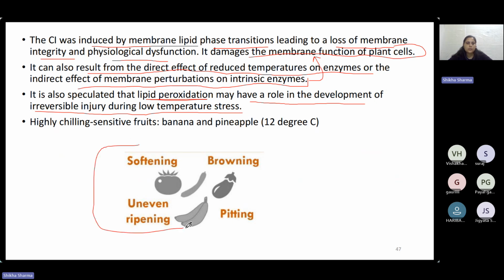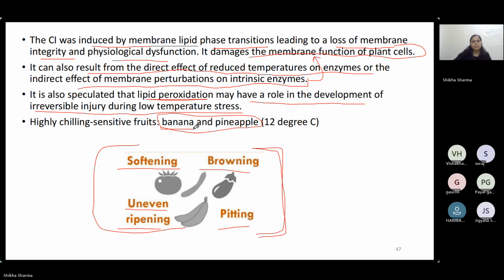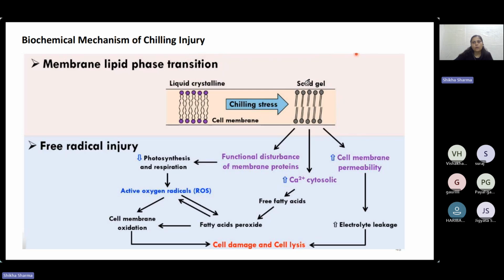So this kind of symptoms we can see in the food product, like there will be softening, browning, pitting, or uneven ripening when it has undergone chilling injury. Highly sensitive food products include banana and pineapple. And if we talk in depth about chilling, there can be two biochemical mechanisms in chilling injury. One is lipid transition.